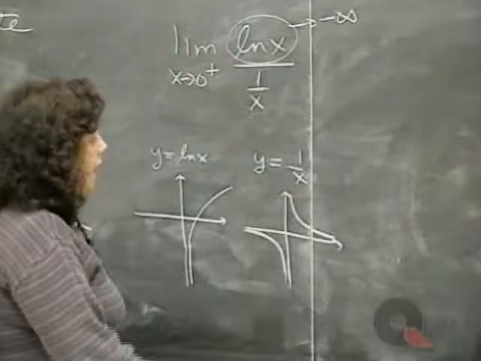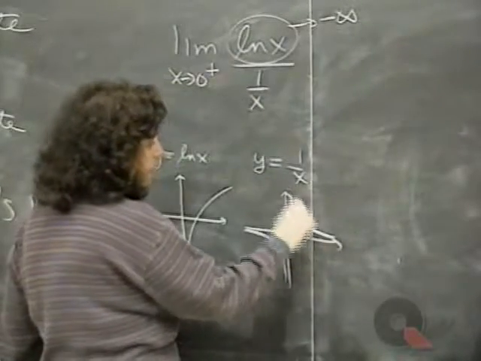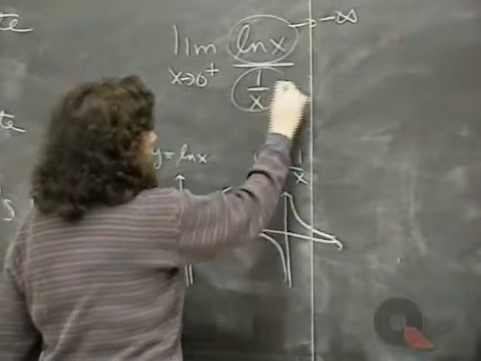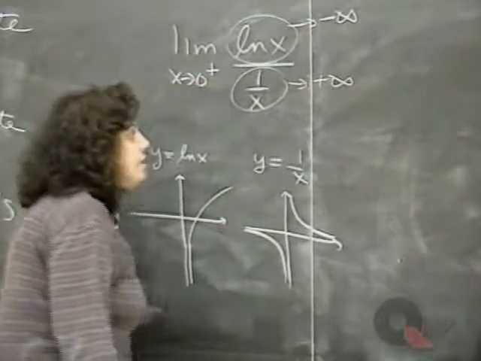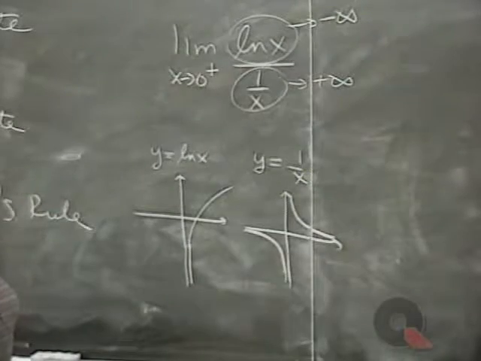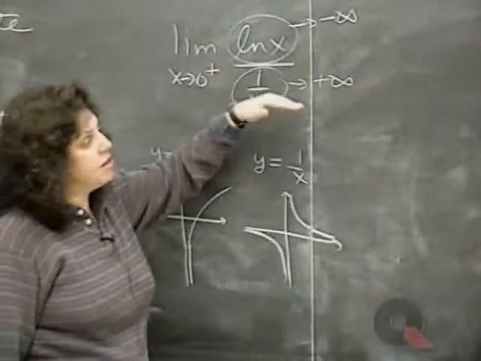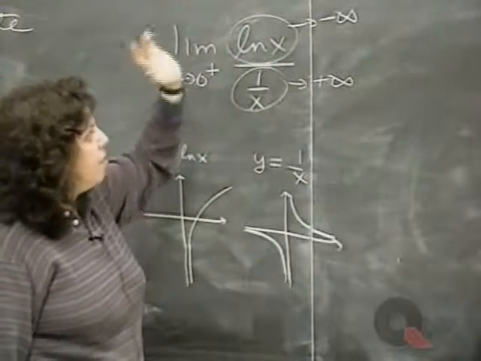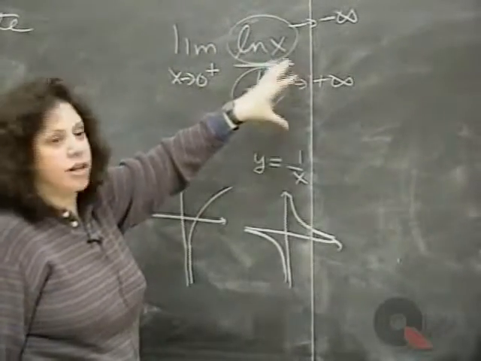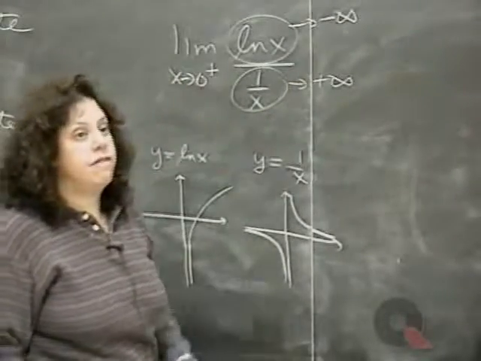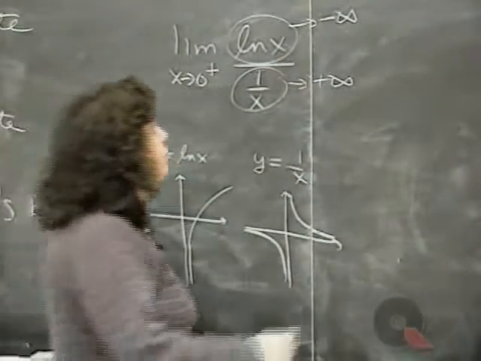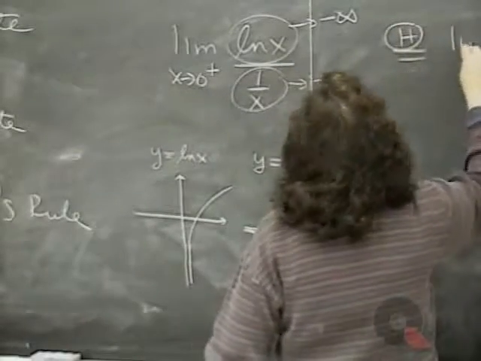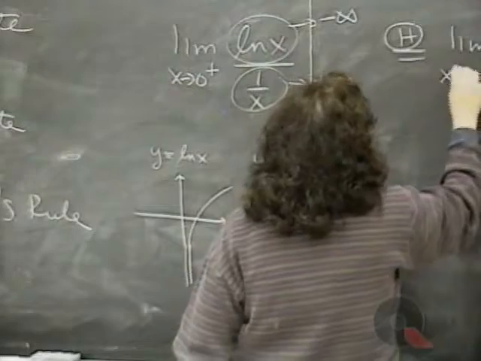On the other hand, as x approaches 0 from the right, what is happening to 1 over x? The y value here is approaching plus infinity. This is known as an infinity over infinity indeterminate form. It could be plus infinity over plus infinity, or minus infinity over plus infinity, or plus over minus, or minus over plus. But if the top and the bottom are each approaching one of the infinities, it's known as an infinity over infinity indeterminate form, and we may use L'Hopital's rule directly on it, the same way we did on the 0 over 0 form.